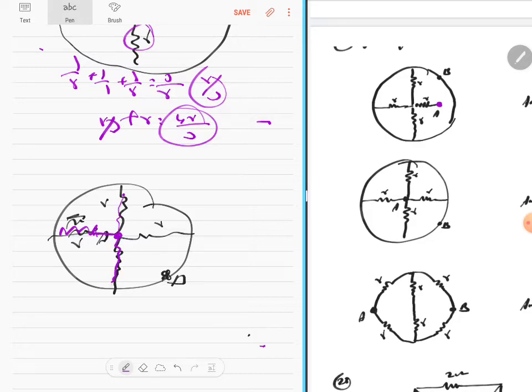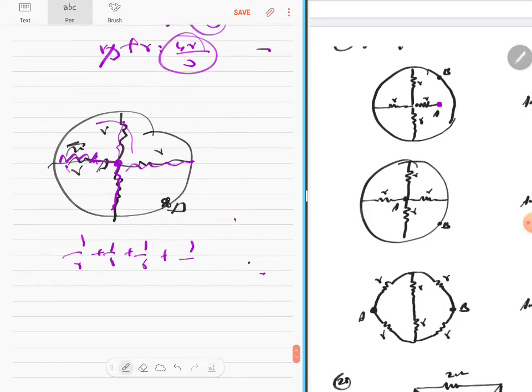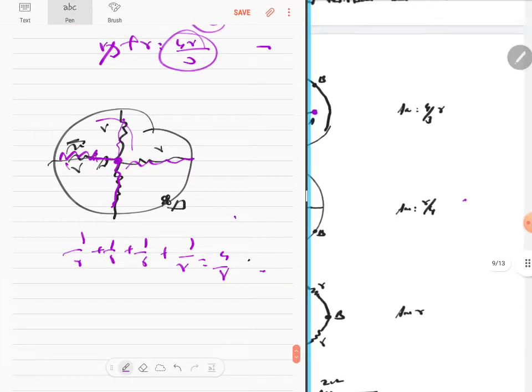Can I consider all the 3 to be in parallel? These 3 to be in parallel, and that is in series with this R. The same way, and then it's connected. So which means all the 4 are in parallel. So 1 by R plus 1 by R plus 1 by R plus, since it's also connected to this end, 1 by R, it's 4 by R, so R by 4. Is it correct? Yeah. So let's go to next question.